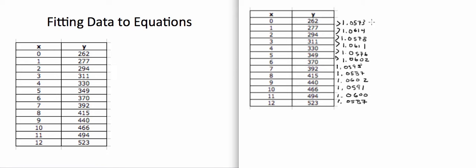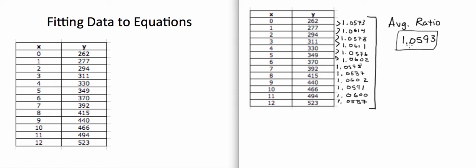Now to find the average, we're going to add all these numbers up and then divide by 12, because we have 12 different ratios. What that gives us is our average ratio is equal to 1.0593. All right, so this is our average ratio between the numbers for each one.